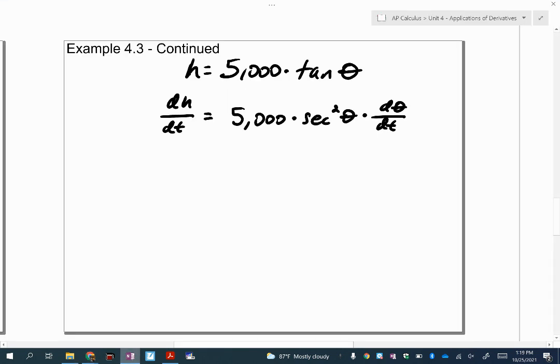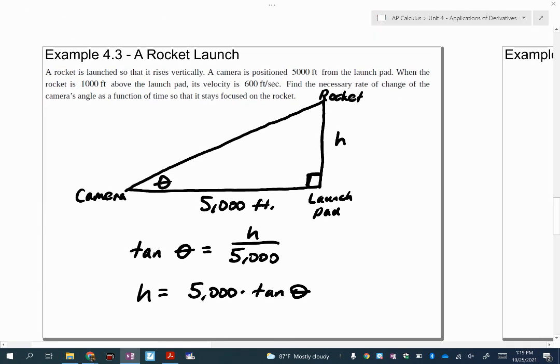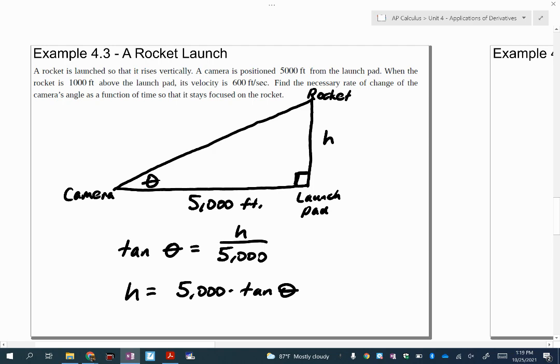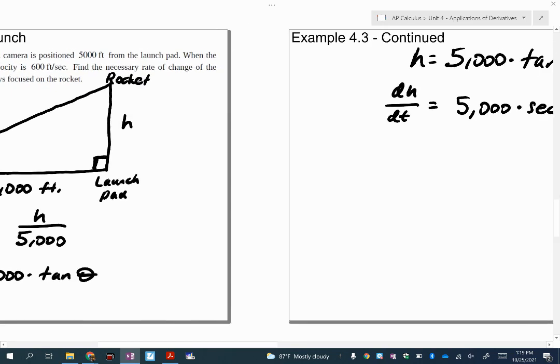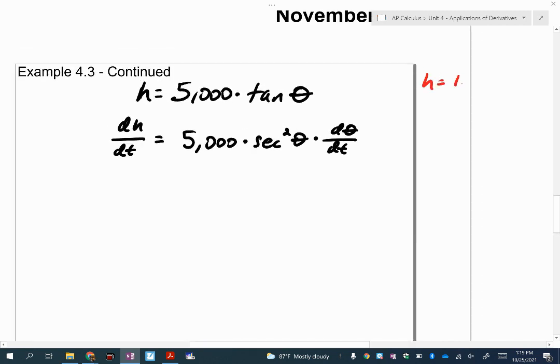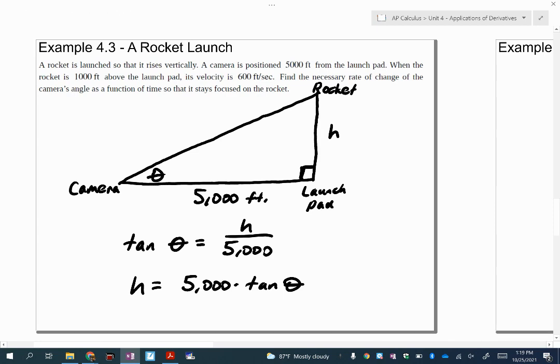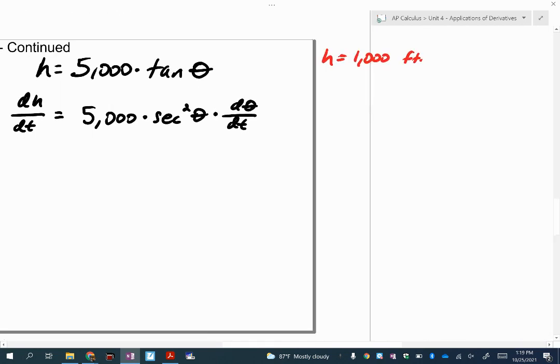Okay, now similar to the last problem, I'm not ready to plug in stuff yet because I have too many unknowns. Let me talk about the stuff that I do know. According to this problem, we are trying to find the necessary rate of change for this camera's angle when the rocket is 1,000 feet above the launch pad. So they're telling us that the height that I care about is 1,000 feet. And they're also telling us that the velocity of the rocket is 600 feet per second. So dh over dt is 600 feet per second.